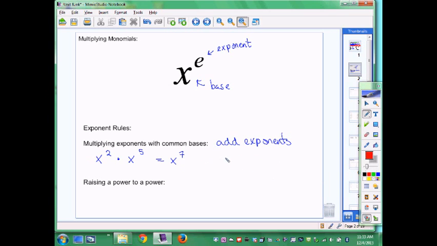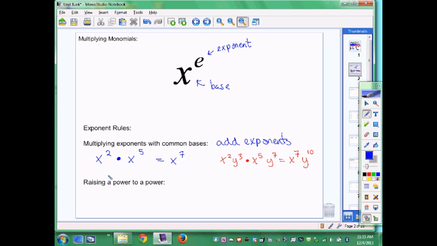Another example. You just added those exponents. If I have x squared y cubed times x to the fifth y to the seventh, I look at the x's. I have a 2 and a 5, I add those. I look at the y's, I have a 3 and a 7, I add those. So if the bases match, x matches x, y matches y, and you're multiplying, you add the exponents.